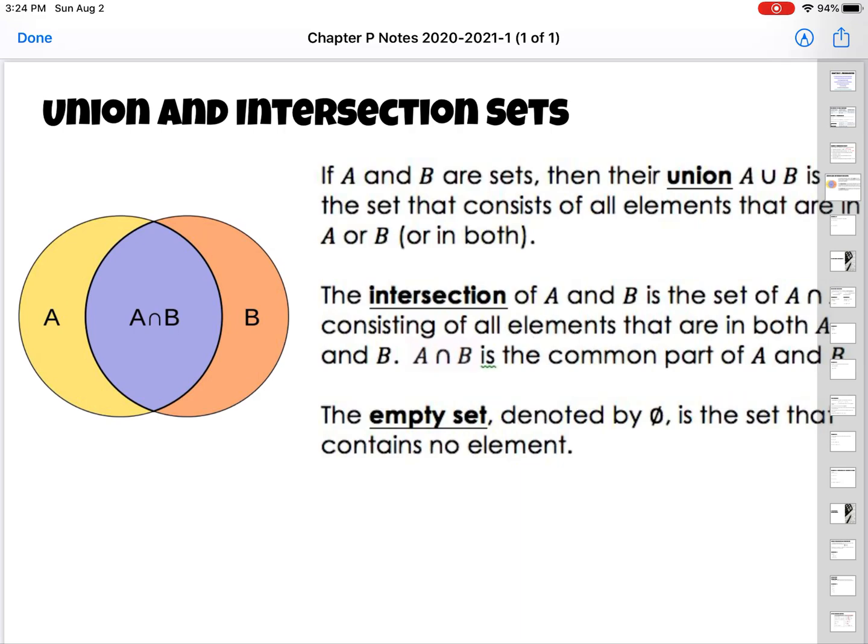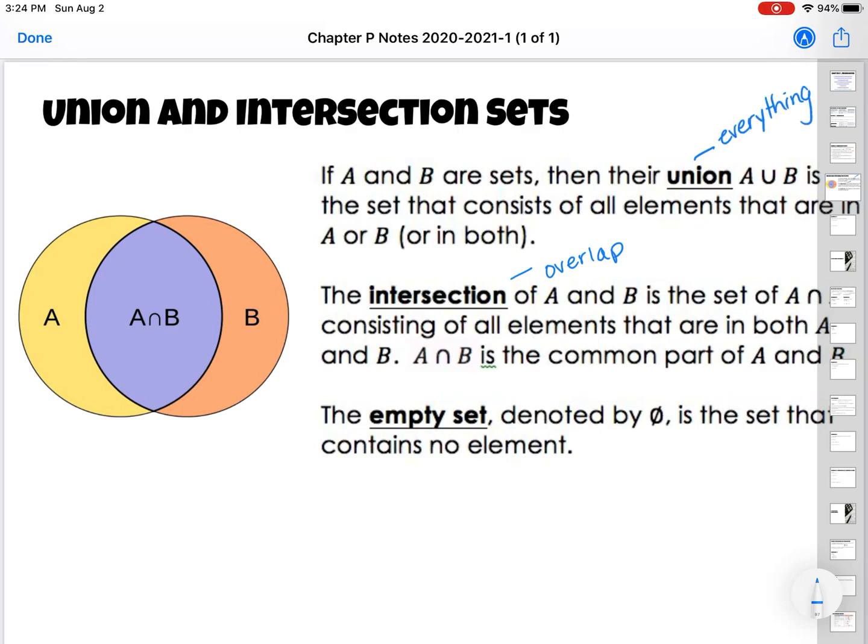So union and intersection, when we're talking about sets, we can talk about where they are kind of overlapping, okay? If A and B are sets, then their union, A union B, we use this weird U looking shape, is the set that consists of all elements that are in A or B or in both of them. So we're including everything, all of A and all of B. The intersection of A and B, sorry, and we use an upside down U, is the set consisting of all elements that are in both A and B. But really we're only talking for intersection about the overlap. So this is where they overlap. The union includes everything.